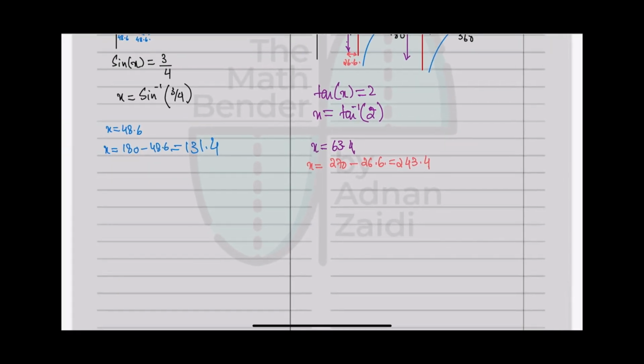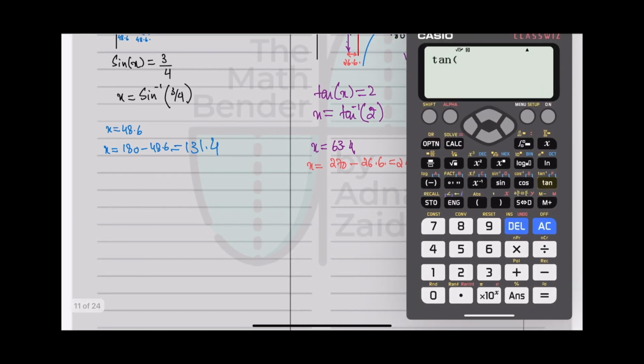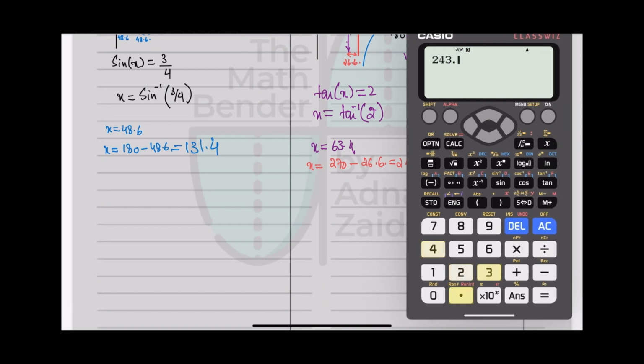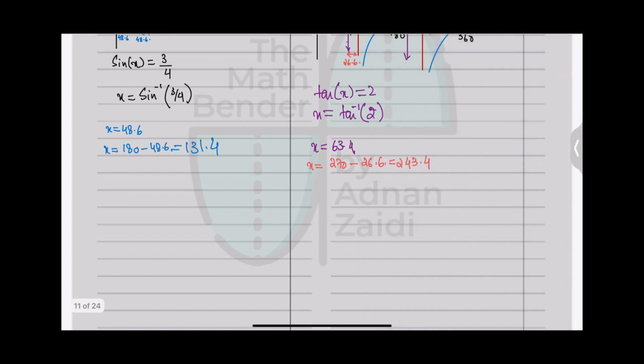So let's check the answers. So tan of the answer, I just don't want to write tan again and again. So I'm just plugging in answers. Instead of the answer, I'll write first 63.4. So when I go up and I write tan of the answer, instead of the answer value, 63.4 is going to be calculated. So the value is 1.99. So now let's take the other value. So 243.4. Can you see the exact same answer? Both are correct.